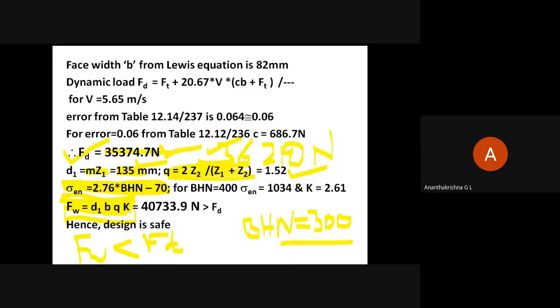Now, again, because 23,000 is little far away from 36,000, now take BHN is equal to 400 and repeat the same thing. So find out endurance stress 2.76 into 400 minus 70. That will give you endurance. Then square it, multiplied by sine 20 degrees by 1.4 into 10 power minus 5. Just check what is the value of K and endurance that you are going to get.